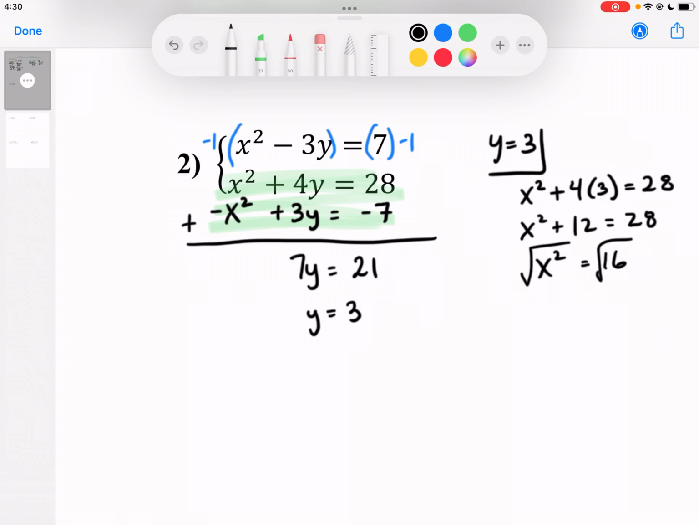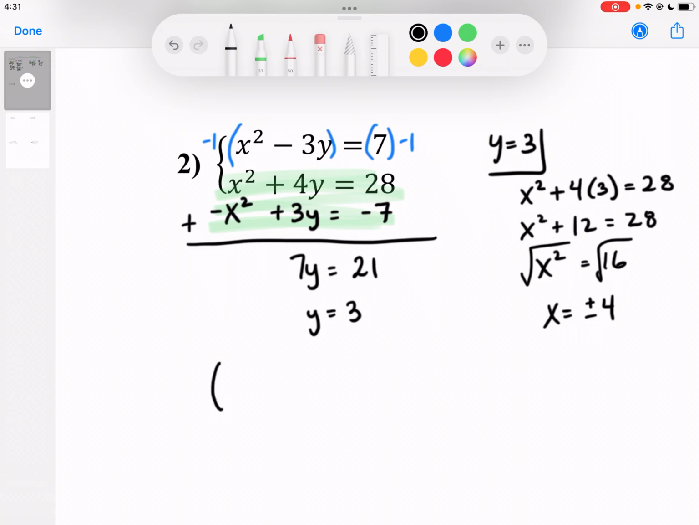Now, careful right here. Most people, this is another classic blunder of this unit. Most people forget that you're going to have two answers right here. Remember, the square tells us there should be two x values. So don't forget there's a positive and negative answer. It's positive and negative 4. So there are actually two answers.